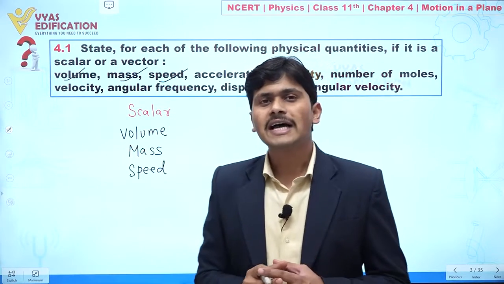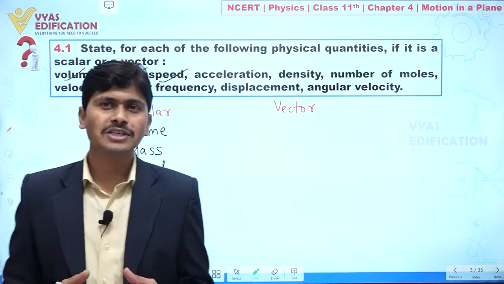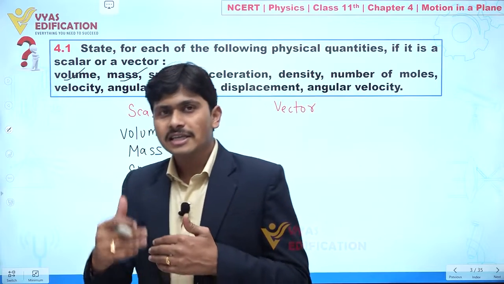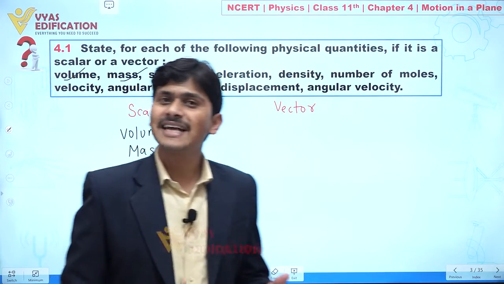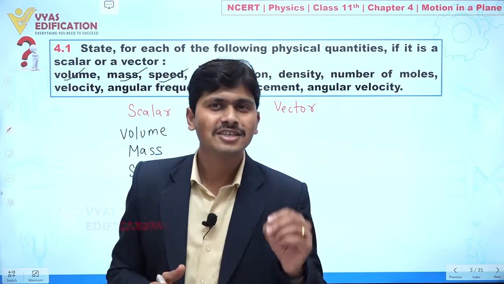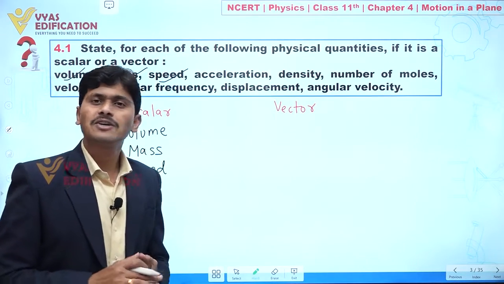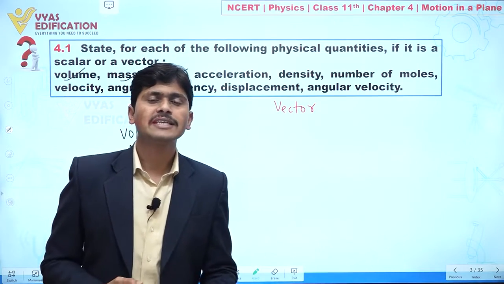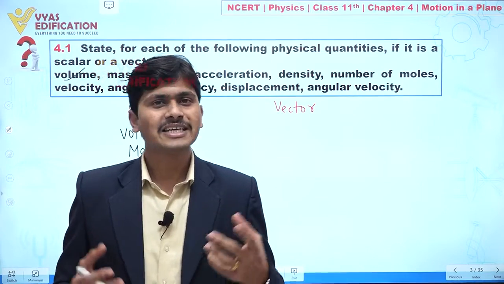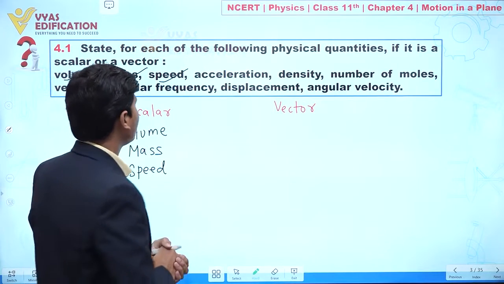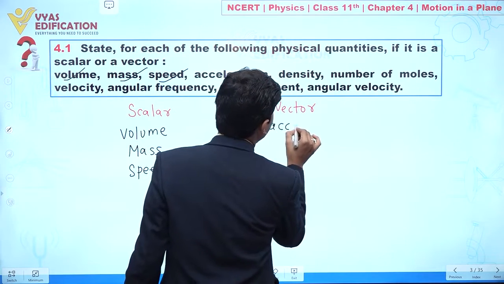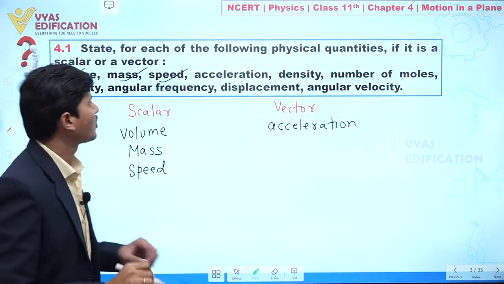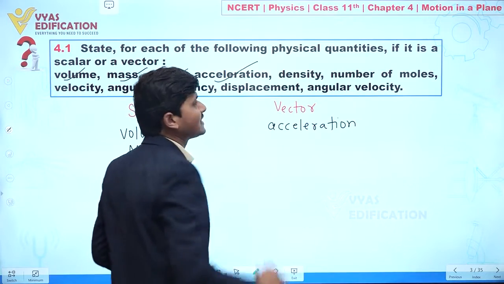Now we are going to discuss acceleration. Dear students, we know acceleration is defined as change in velocity per unit time. And velocity has magnitude, unit as well as direction. In velocity, direction is always associated, so velocity is a vector quantity. Because acceleration is defined as the rate of change of velocity, acceleration is also a vector quantity. So we write acceleration in the vector category.